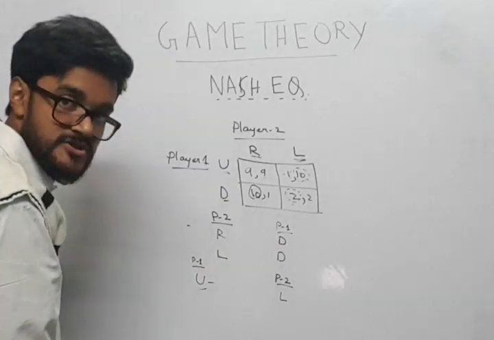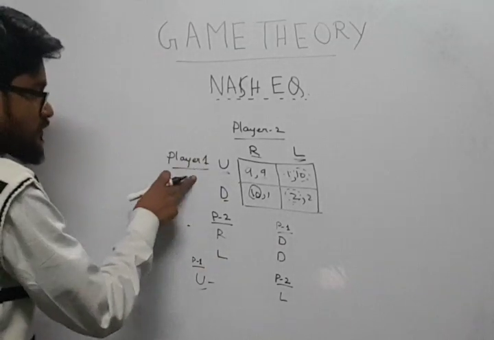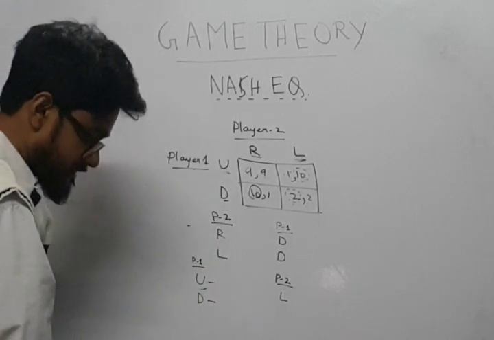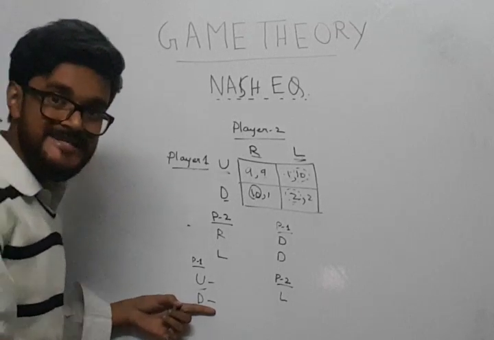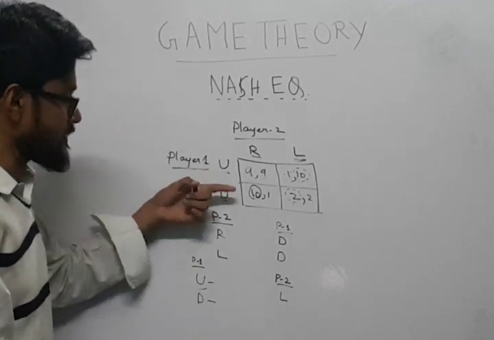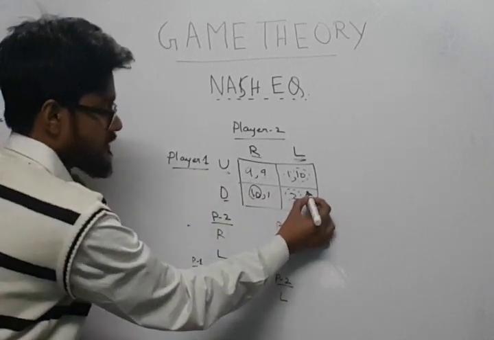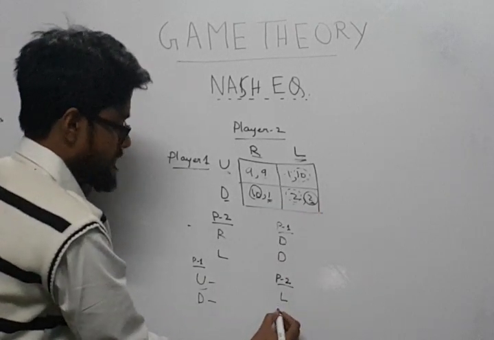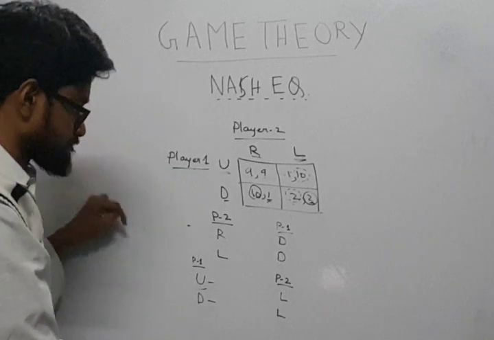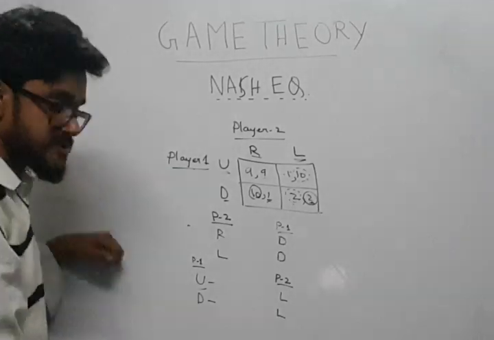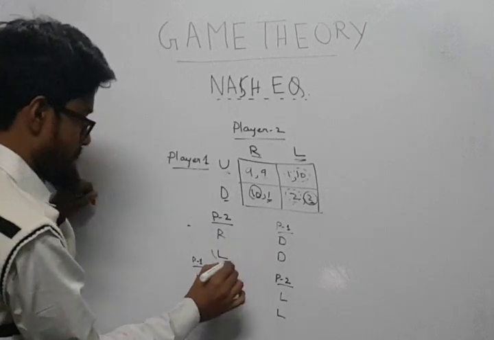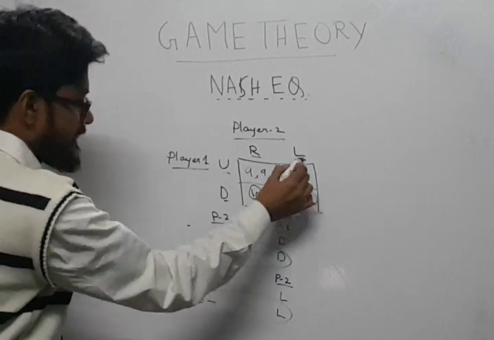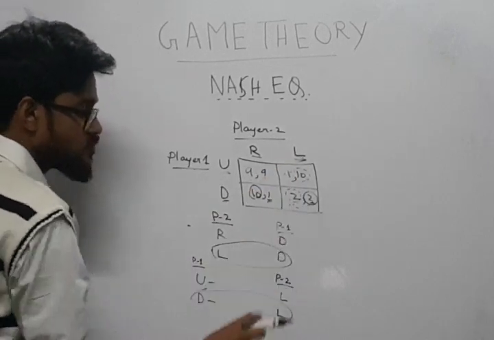Now we will take into consideration the case where player 1 plays D. In this case, when player 1 plays D, player 2 compares these two numbers, and 2 is greater than 1. So he plays L. In this example, as you can see here, LD and DL are common. That is this 2, 2.